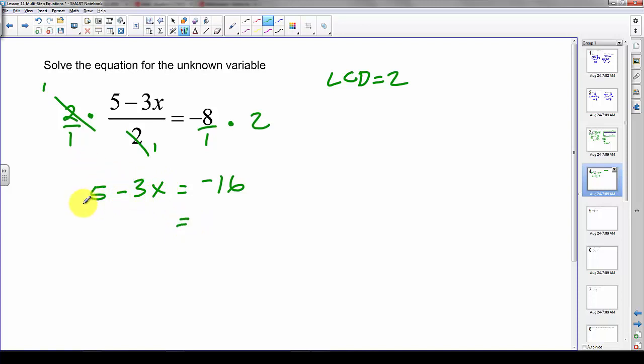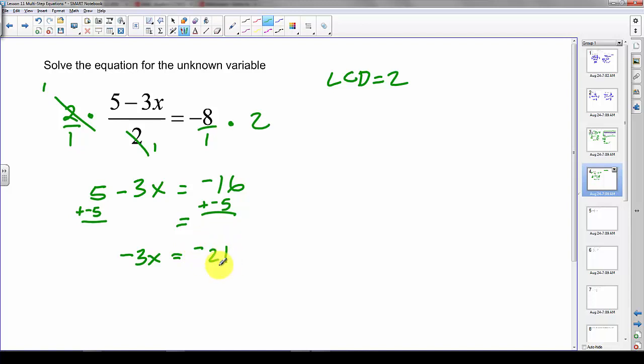In this case, I have a subtraction of 3x here, so this is a multiplication. And then this is a positive 5. So if I want to undo that, I'll add a negative 5 to both sides. Positive 5 and negative 5 go to 0, leaving me with negative 3x. Negative 16 plus negative 5, same sign, so keep the negative and add the two numbers.